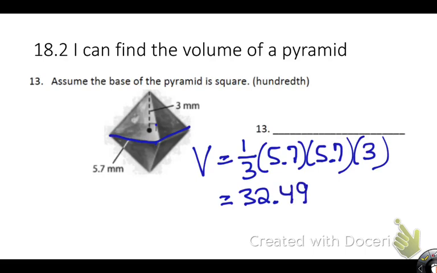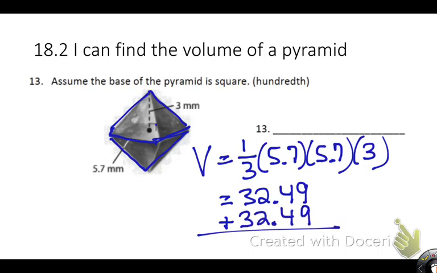So that's 32.49. Now that would be this pyramid, but I have another one that's the exact same dimensions below. So I'm just going to add those together. So I'm going to have 32.49 times 2, or just add another one of those, same thing. So 32.49 plus 32.49 equals 64.98, and that's cubic millimeters.